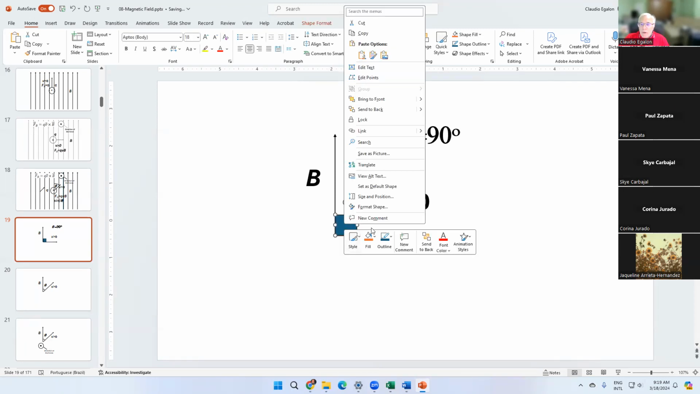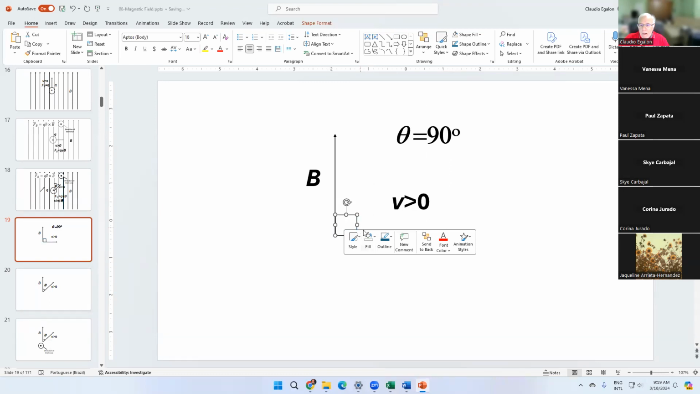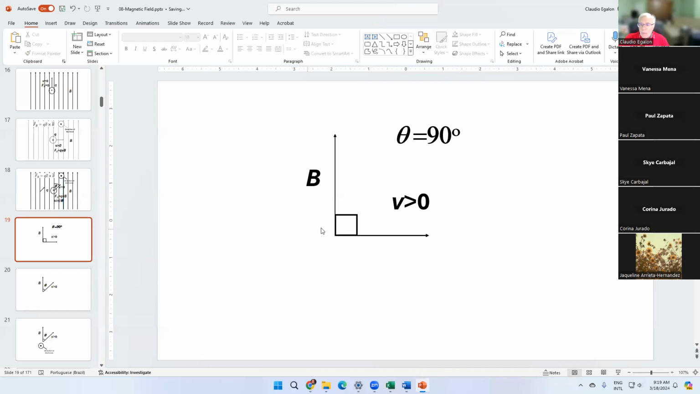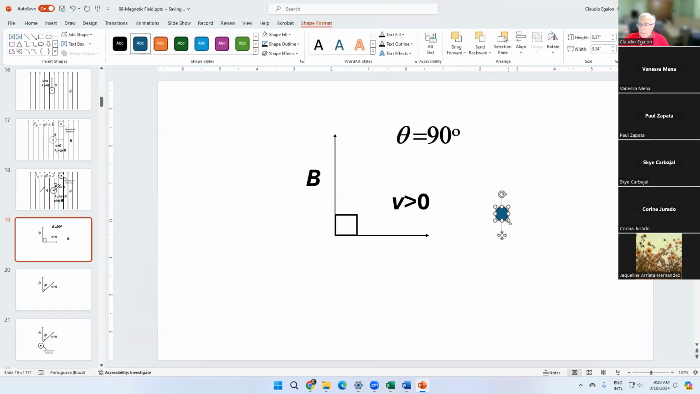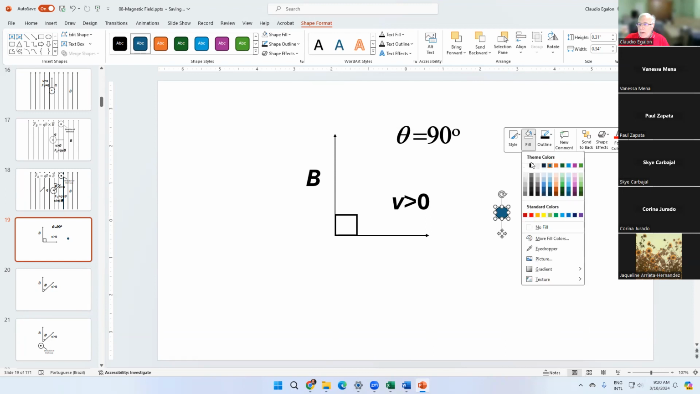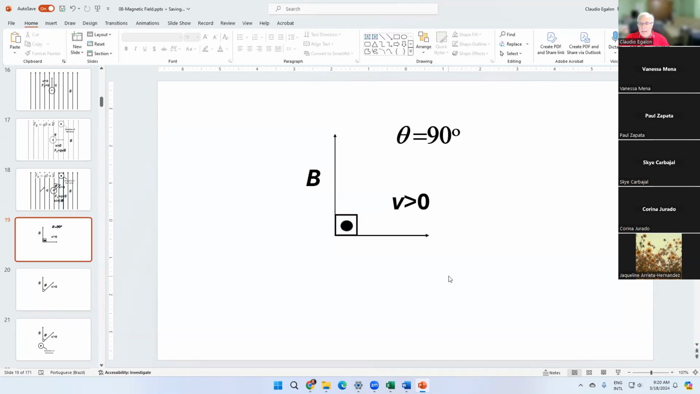That's why I put a little square here. That's the symbol for... and now I'm going to put a little dot right in here. Fill it with the black, yeah, to denote a dot. Yeah, that's the symbol for 90 degrees. A square with a dot inside.